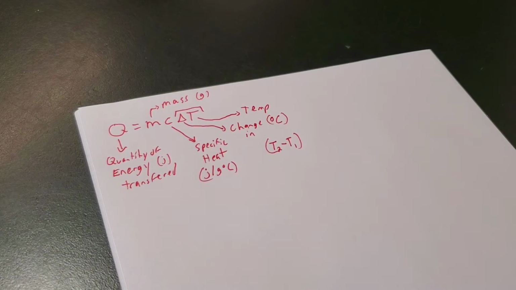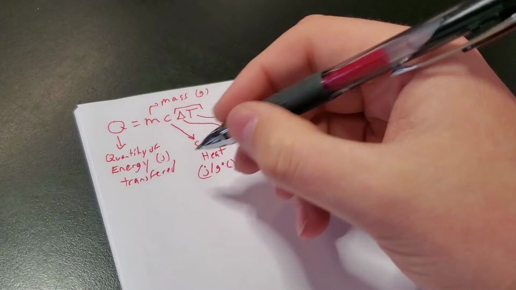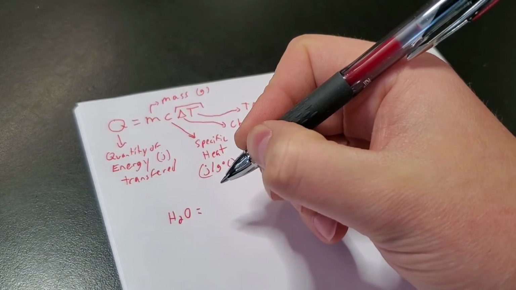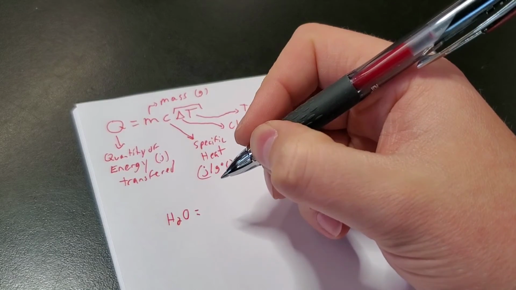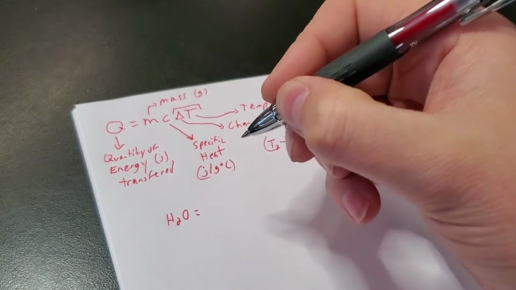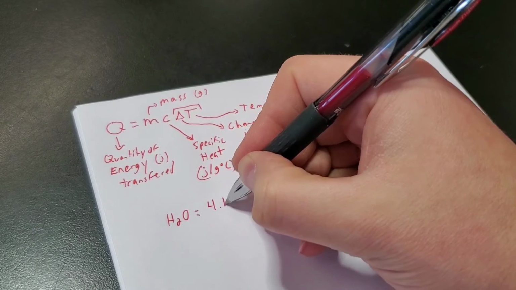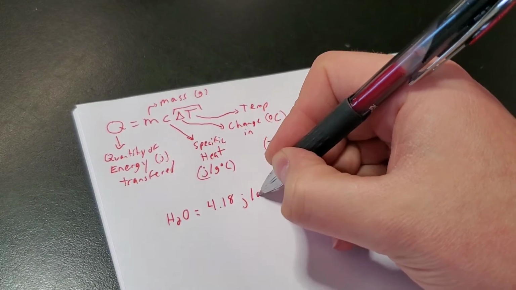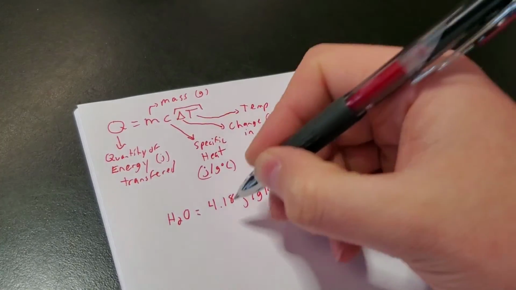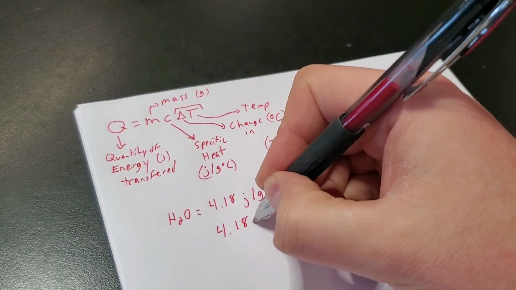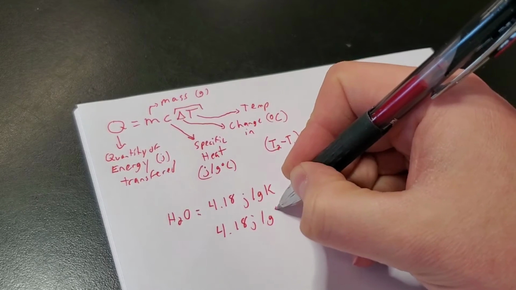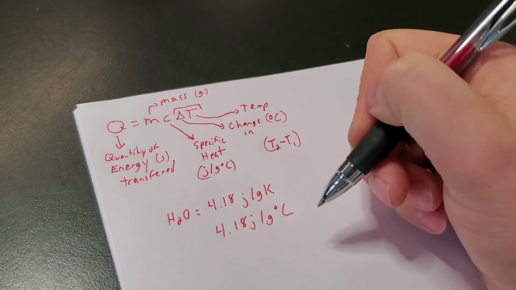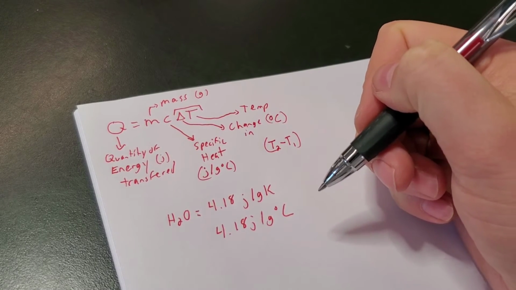Okay? And we're going to be using water. So the specific heat of water that we're going to use today is actually going to be 4.18 joules per gram Kelvin, which we know can also be degrees Celsius. Okay, so that's the equation we're going to utilize as we work forward here.